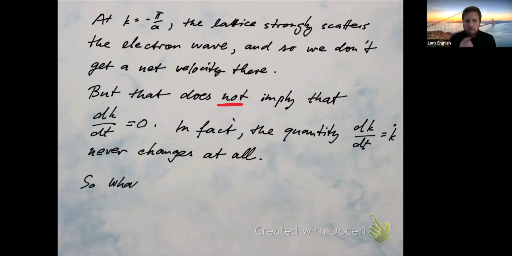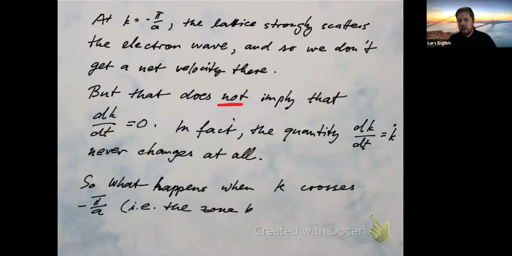So we keep marching to the left. And so what would happen when k then pretty quickly crosses that zone boundary at minus pi over a? What happens then?